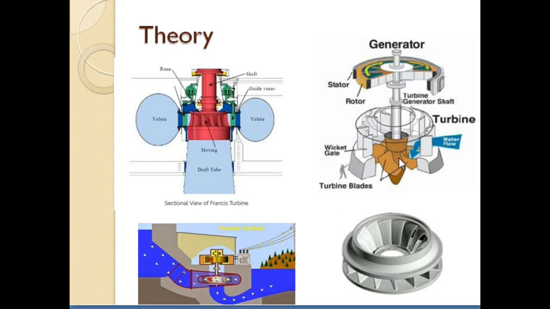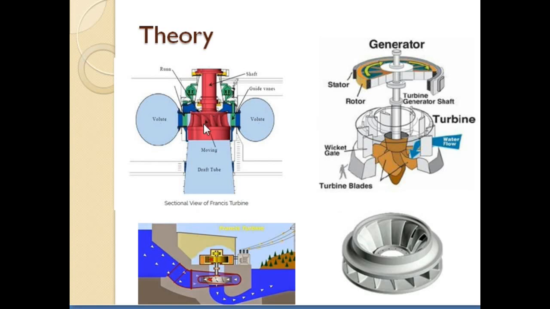These are moving blades and these are fixed blades, also called guide vanes, or we can call them wicket gates. The purpose of these blades is to align the fluid in such a way that it enters the moving blades tangentially, so that maximum power output can be obtained. It also helps to control the flow rate.